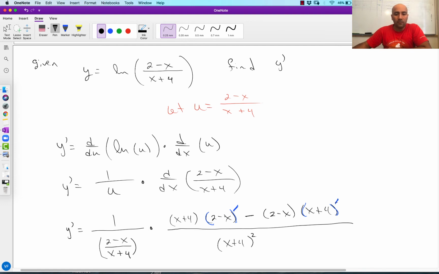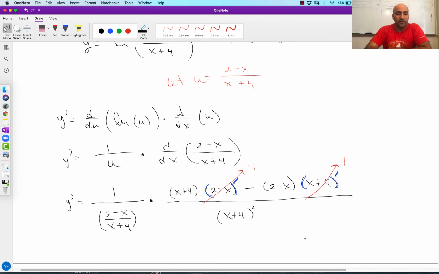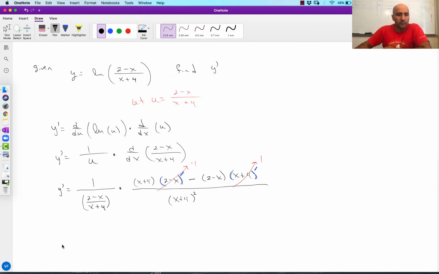Okay, so now the derivative of this is super easy. The derivative of this is just going to be negative 1. The derivative of 2 is 0. The derivative of minus x is going to be negative 1, minus 1. And the derivative of this is just going to be positive 1. So we can simplify things. Okay, so then this becomes y prime equals 2.